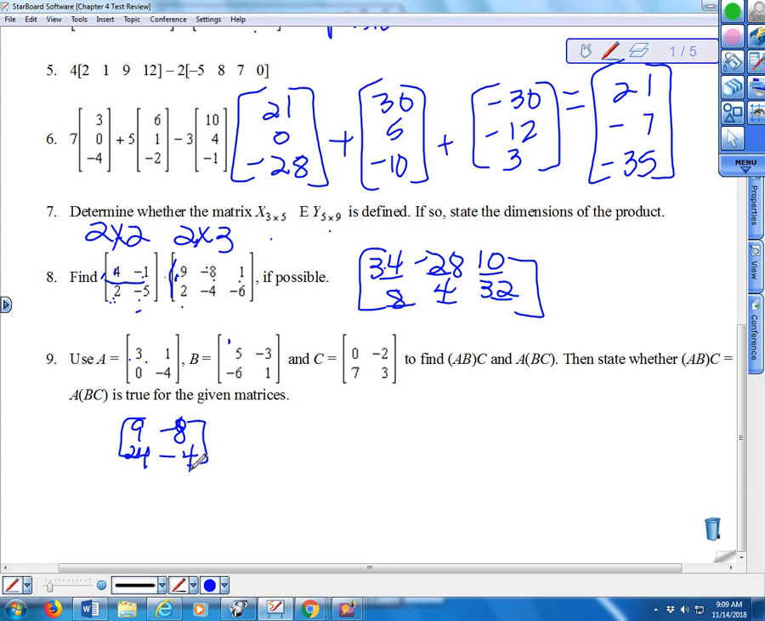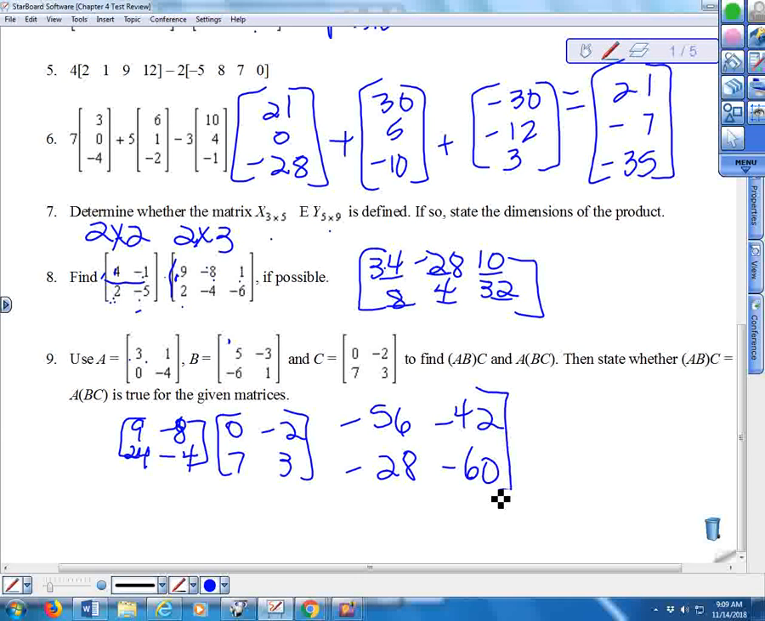Then I'm going to multiply that by C. Nine times 0, negative 56. 9 times negative 2 is negative 18. Minus 24, 42. Twenty-four times 0 is 0, minus 28. And then 24 times negative 2 is negative 48, minus 12 is negative 60. So A times B times C is this matrix.